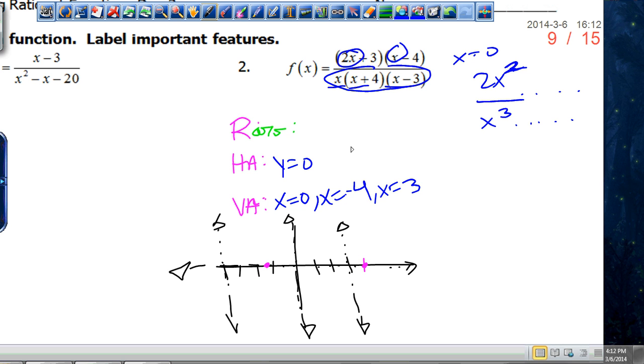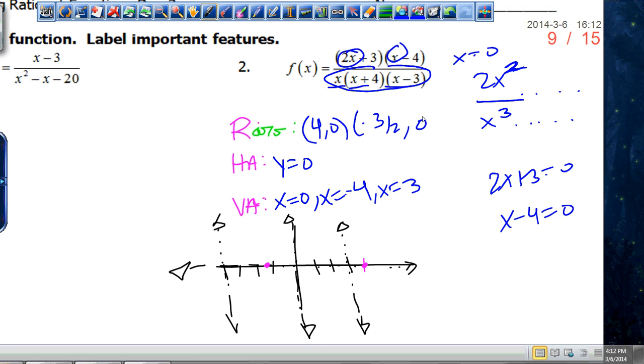And the last thing for my roots, I set the top equal to 0. So 2x plus 3 equals 0, and x minus 4 equals 0. So that means my roots are going to be at 4 comma 0. That's my easy one. And then -3/2 comma 0. The reason why it's always comma 0, that's what a root is. It's where it crosses the x-axis when y is 0.